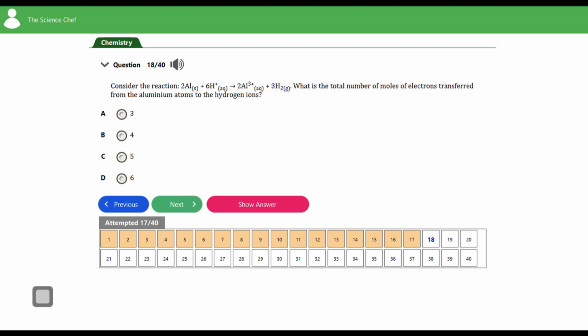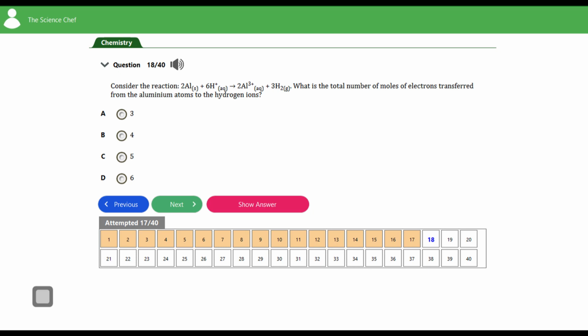Question 18. Consider the reaction 2Al solid plus 6 hydrogen ions, giving us 2 aluminum ions plus 3 moles of hydrogen gas. Now, what is the total number of moles of electrons transferred from the aluminum atoms to the hydrogen ions? Now, given that this is a balanced ionic equation, you don't have to calculate the total number of moles of electrons transferred. Just calculate the charges on the left hand side and on the right hand side, right? Not in all cases, but it only applies for simple ionic equations like this, not complex ionic equations, right?